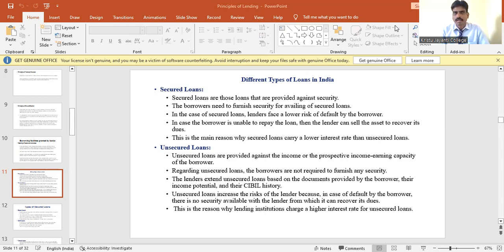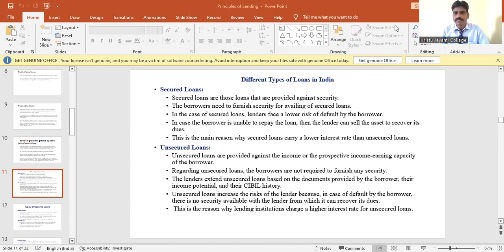For example, if we want to take a mortgage loan, we have to give our house as collateral. If you want to take a housing loan to construct a house, we have to produce our original property document to the bank. So this is the security they are keeping, as a security to avoid the future risk of not repaying the loan.